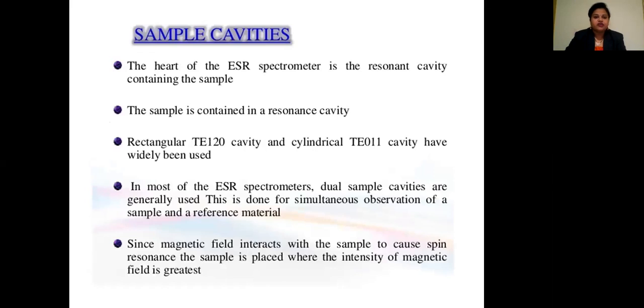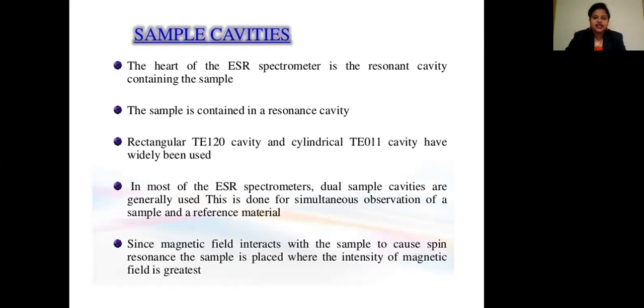Next important part of ESR spectrometer is sample cavity. The heart of ESR spectrometer is the resonant cavity containing the sample. The sample is contained in a resonance cavity. Rectangular TE120 cavity and cylindrical TE011 cavity have widely been used. In most of the ESR spectrometers, dual sample cavities are generally used. This is done for simultaneous observation of sample and reference material.